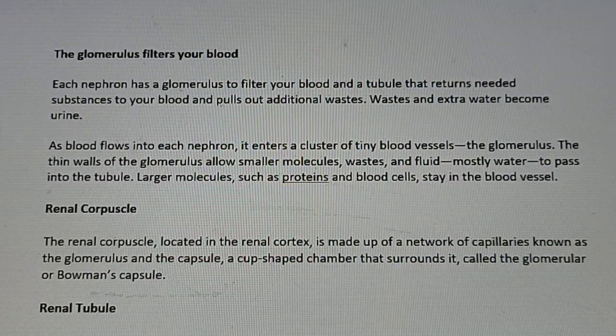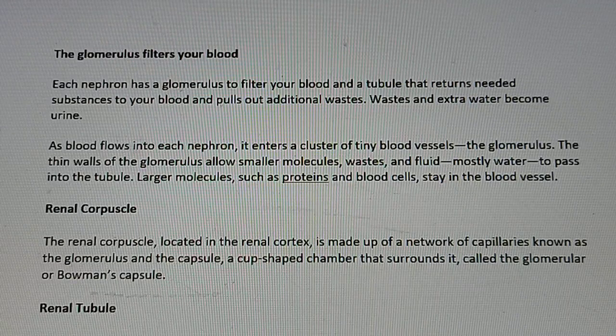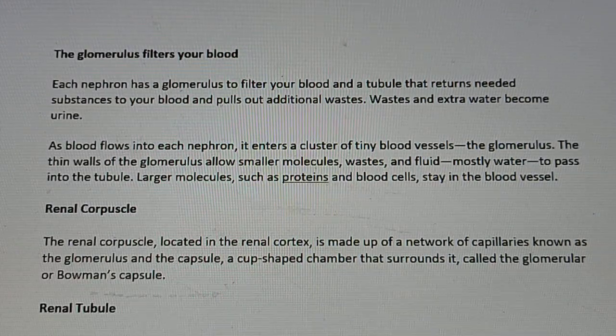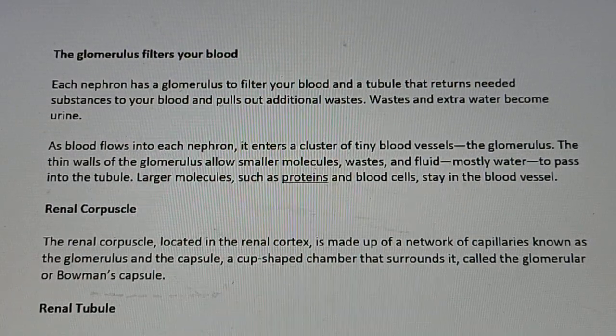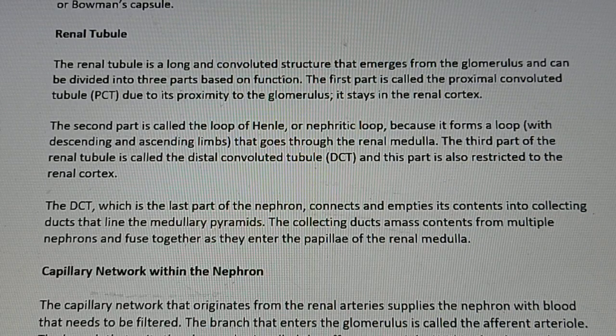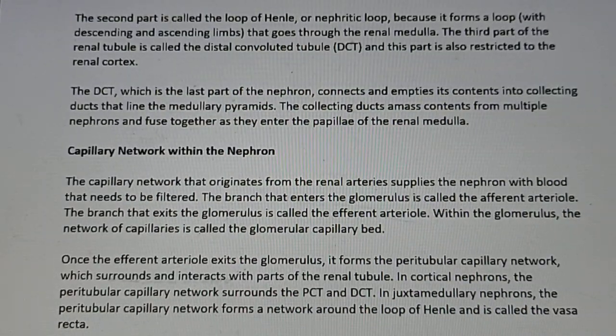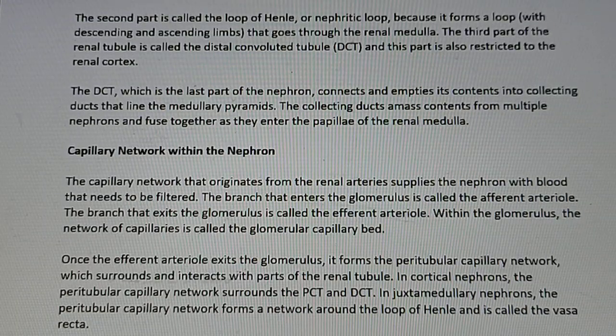We have here the glomerulus, which filters your blood, so read on this information. We have the renal corpuscle. Just read on this information as well. We have the renal tubule. We have the information about it. Just read on this, guys. And we have the capillary network within the nephron. So this information, just read on this, guys.